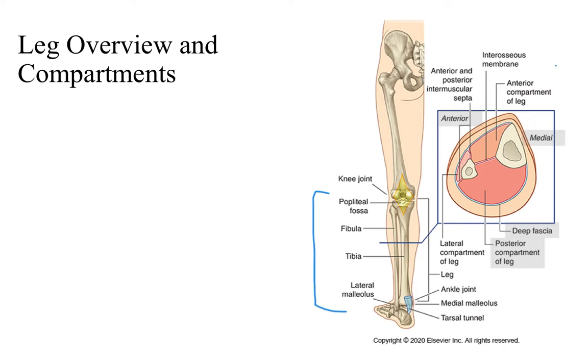And so in this picture here, you see the anterior compartment of the leg, the lateral compartment of the leg, as well as the posterior compartment of the leg. And then here's your tibia and your fibula. All right, so this would be the medial aspect and the lateral aspect of the leg.